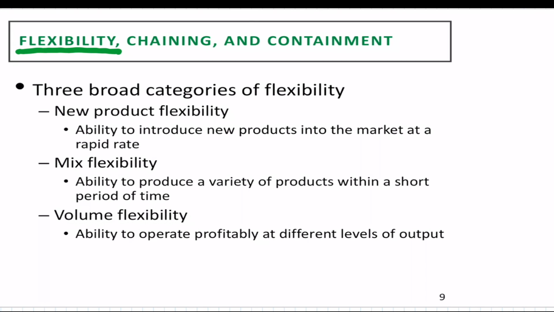Flexibility plays a very important role in reducing the impact of risks and uncertainties that are associated with global supply chains. So there are three broad categories of flexibility that we come across. One is new product flexibility, which is the ability to introduce new products into the market at a rapid rate. For example, technology companies make use of a common architecture and product platforms to develop this ability. They are able to introduce new products at a very rapid rate.